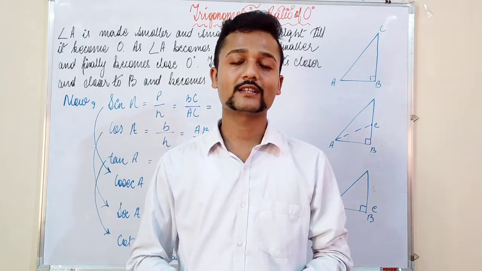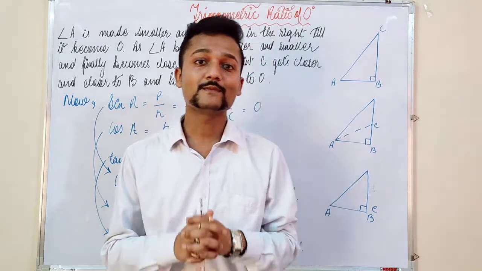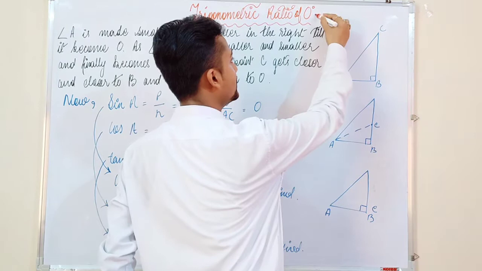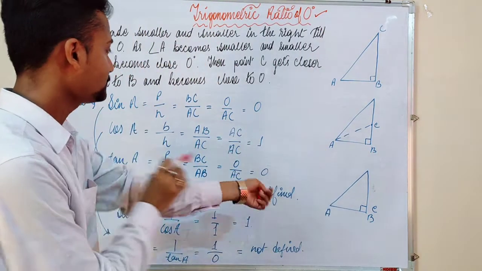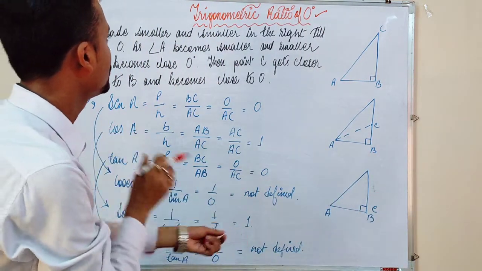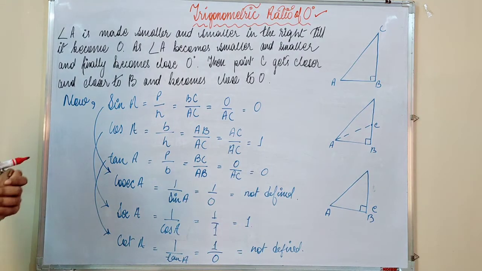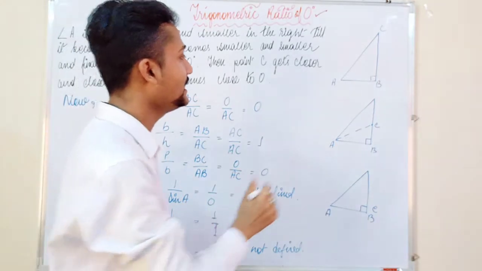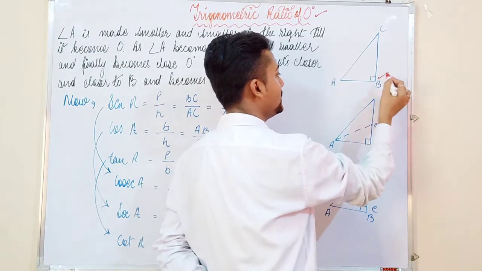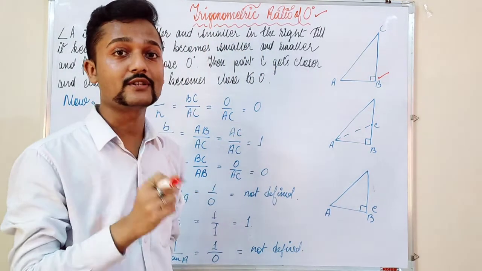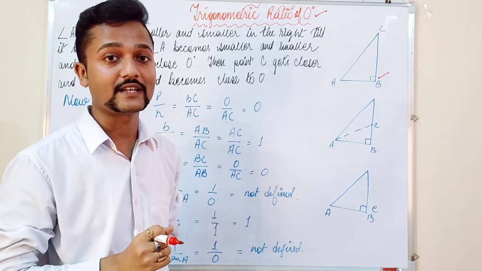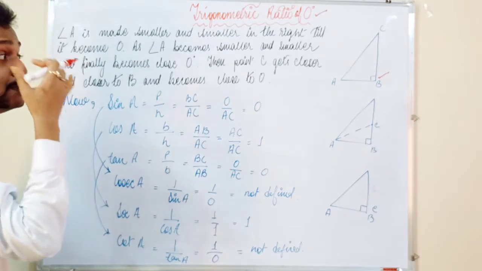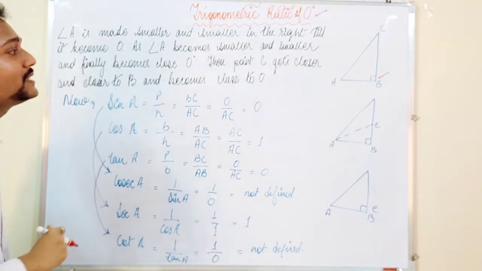Today we are going to discuss trigonometric ratios of some special angles. The first angle that I have taken is 0 degree. So let us see the various trigonometric ratios of 0 degree and how it is being derived. First we take a triangle ABC, right angle at B. As we know, when we are doing trigonometry, the 90 degree or right angle triangle plays a very vital role, isn't it? So I have taken a triangle ABC with right angle at B.